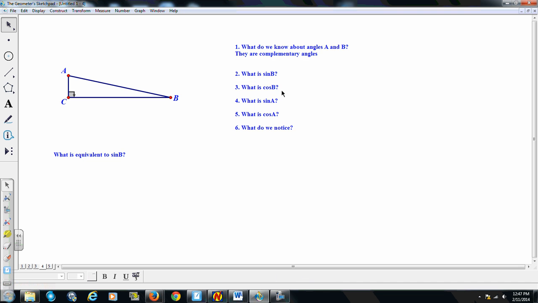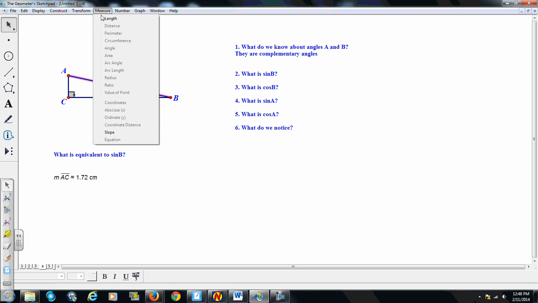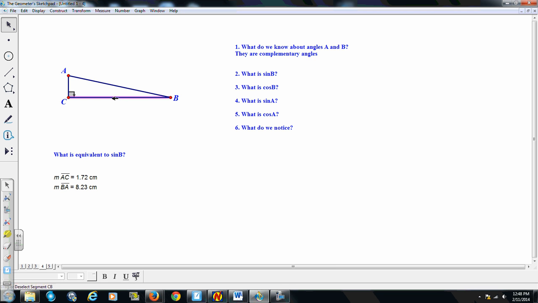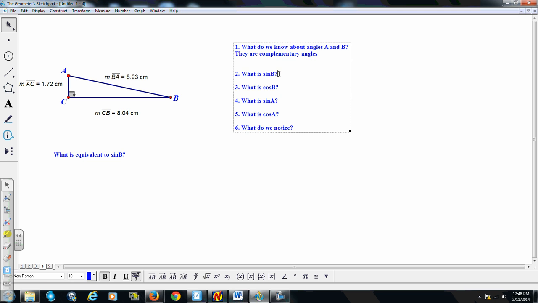Okay, so now I'm going to use this program again and measure the length of each of my sides real quick so we can have some segment lengths. And I see that AC is 1.72, AB is 8.23, and then BC is 8.04. So what is the sine of B?